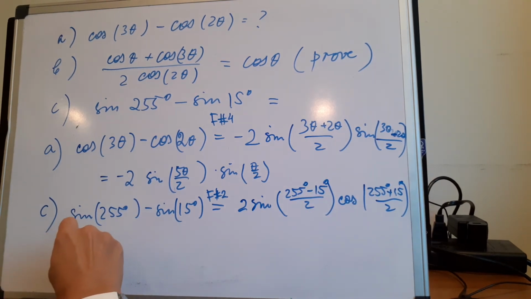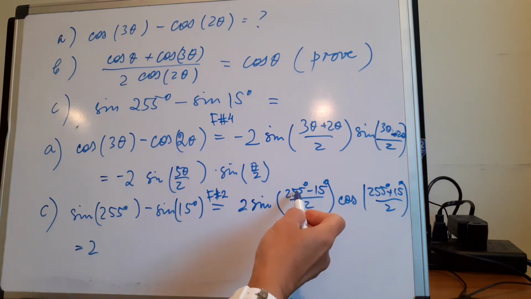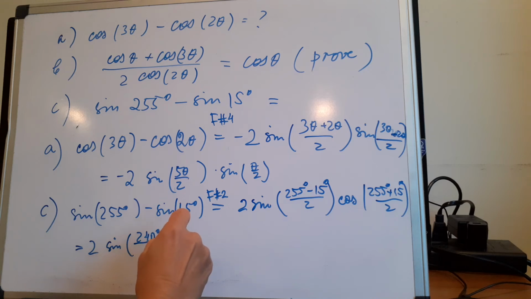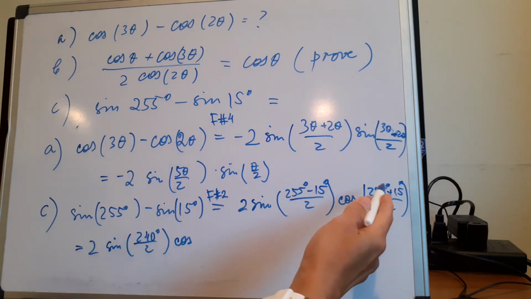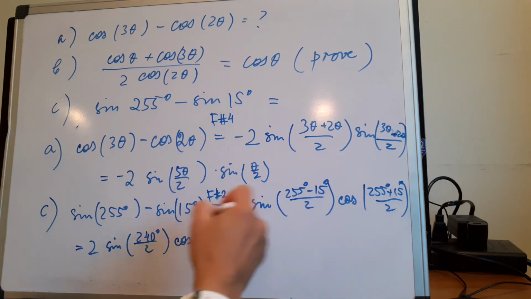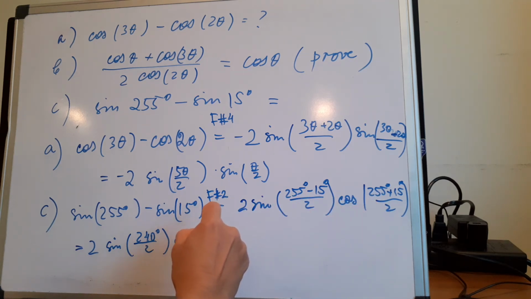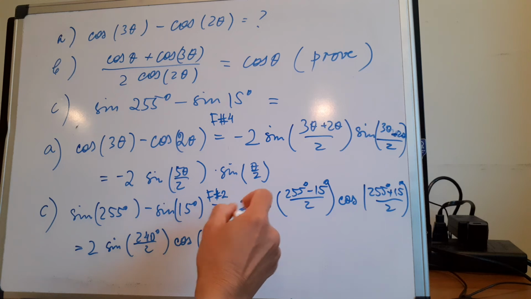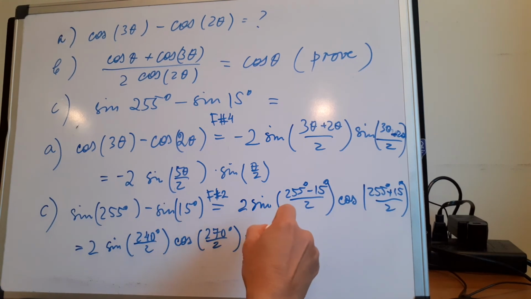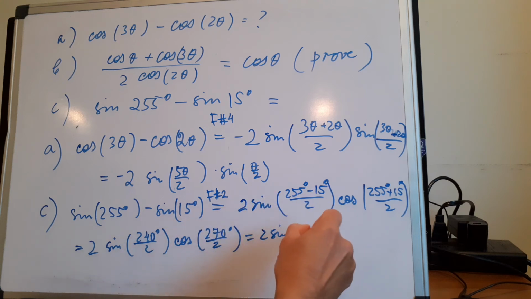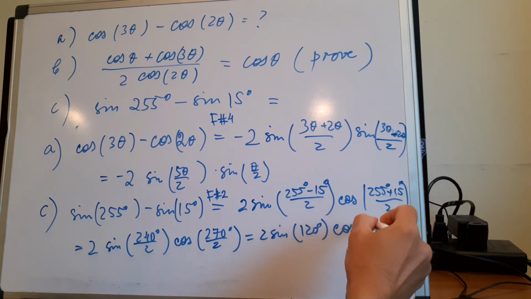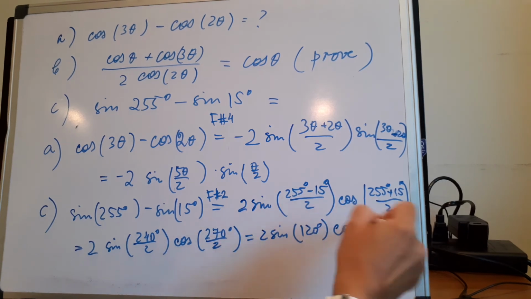Well, not supposed to be too difficult. So 255 minus 15, it's going to be 240 over 2. Sine of 240 degrees over 2, right? And the cosine, we have 255 plus 15, that's going to be 270 degrees over 2. I'm going to simplify this expression a little bit more. I'm going to divide by 2 here and get 2 sine of 120 degrees, and the cosine is going to be of 135 degrees, right? If you divide 270 over 2.